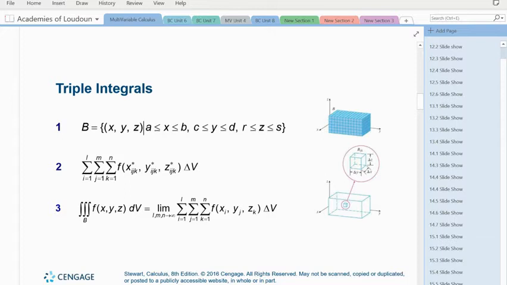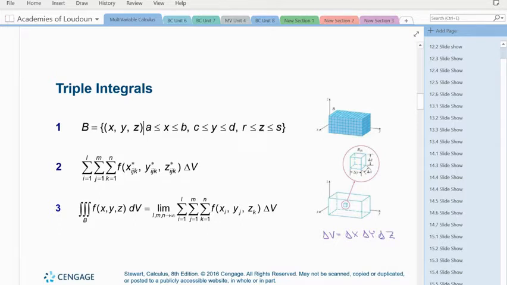The planes through the endpoints of these subintervals are parallel to the coordinate planes, and they divide the box B into subboxes, which are shown in Figure 1. Each subbox is going to have a volume of delta V, which is delta x times delta y times delta z.